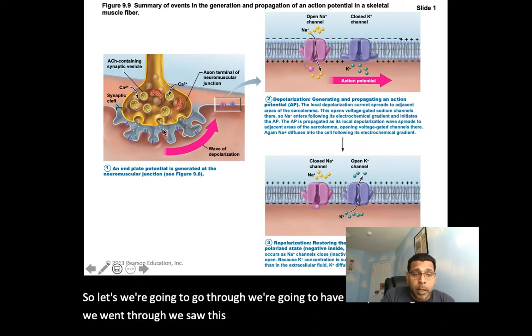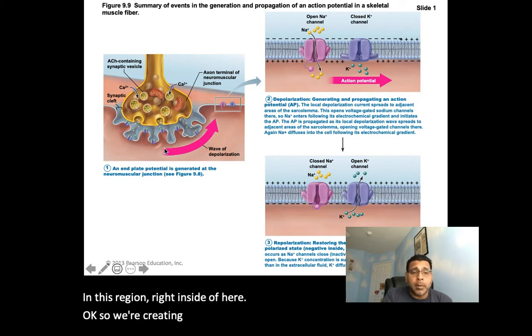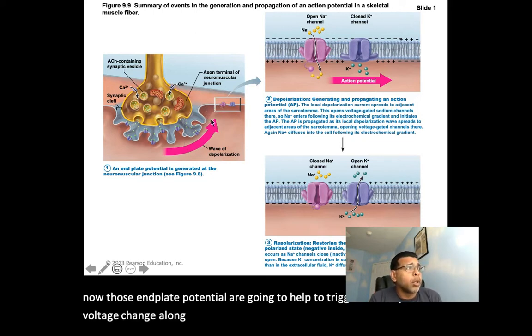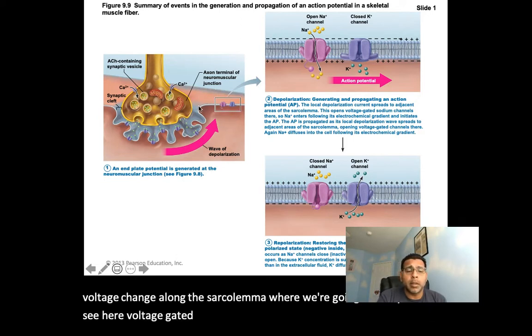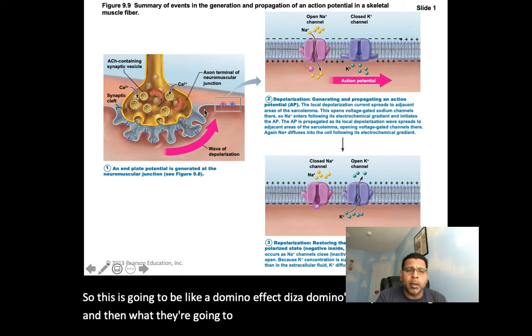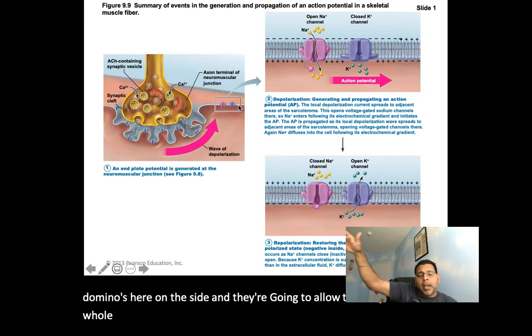Okay, so we're here in this region right inside of here. We're creating those end plate potentials right inside of here. And now those end plate potentials are going to help trigger that voltage change along this sarcolemma, where you can see here, voltage gated channels. So this is going to be like a domino effect. These dominoes start falling, and eventually they're going to hit the dominoes here on the side, and that whole domino effect makes its way down.